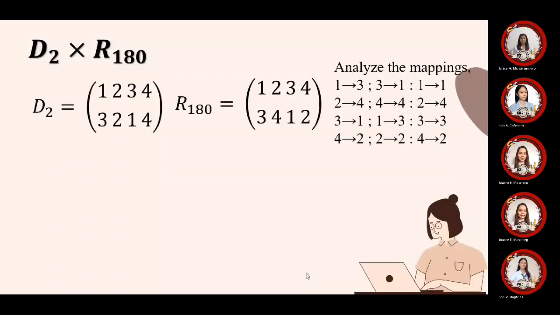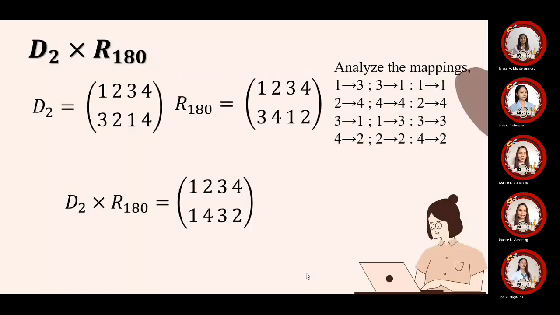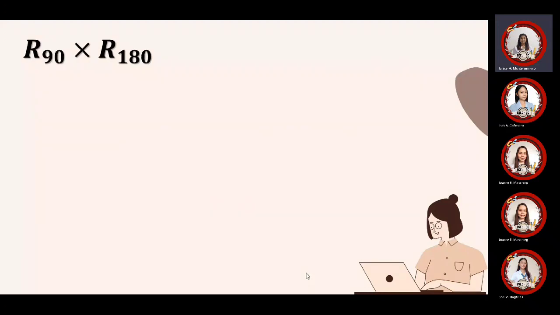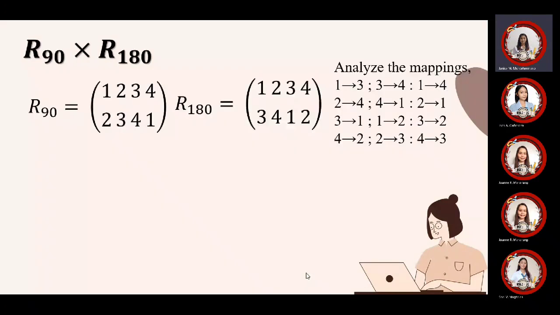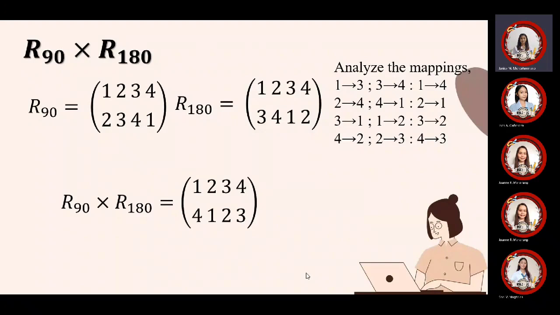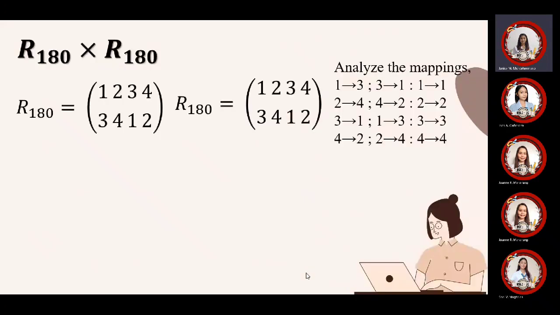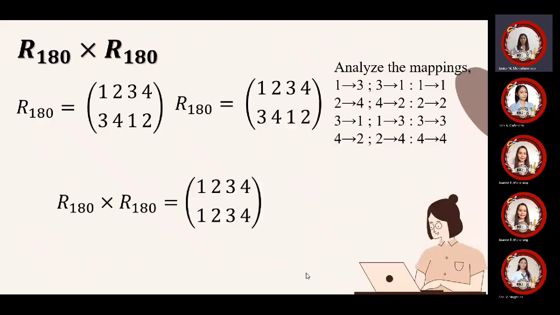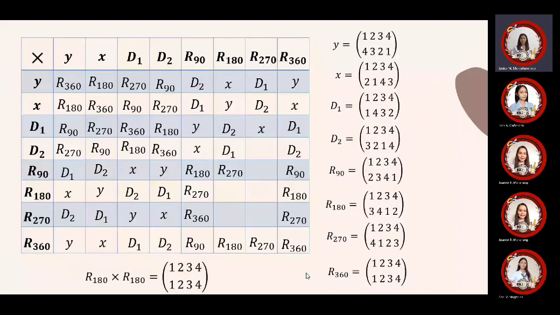Next, we have D sub 2 times R sub 270, which is also our D sub 1. So, next, we have R sub 90 multiplied by R180. We have 1 maps to 4, 2 maps to 1, 3 maps to 2, and 4 maps to 3, which is also our R270. Next, we have R sub 180 multiplied by R sub 180, which is also the product, our identity element. So, I'm gonna put R sub 360, and dahil dito, makukompleto na natin yung table. So, meron na tayong R360, R90, Y, tapos ipipill up ko na yung mga kulang sa rows and columns.